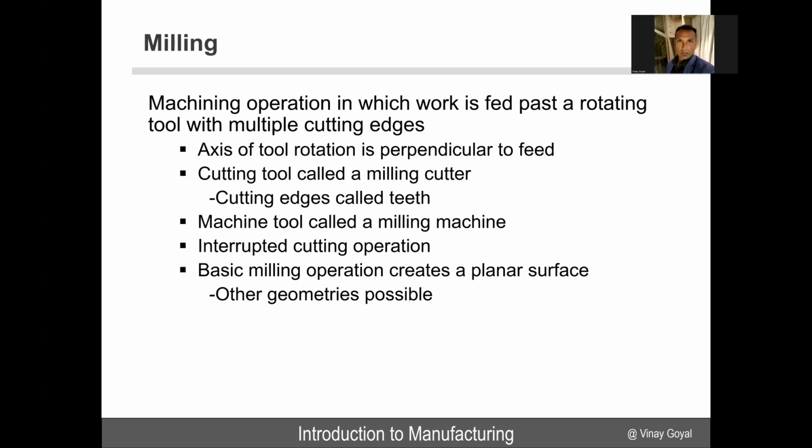Milling is a machining operation in which work is fed past a rotating tool with multiple cutting edges. The axis of tool rotation is perpendicular to the feed. The cutting tool is called a milling cutter here. The cutting edges are called teeth. The machine tool is called a milling machine. And then you also have basic milling operations that create planar surfaces. Other geometries are possible. You can also interrupt the cutting operations using this milling approach.